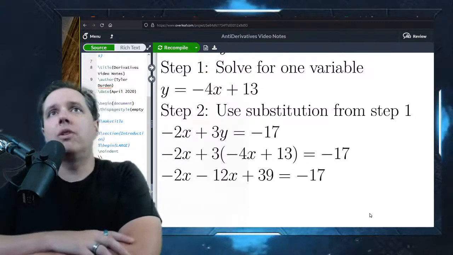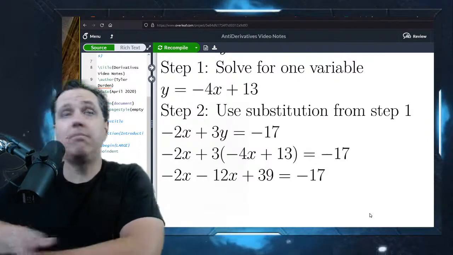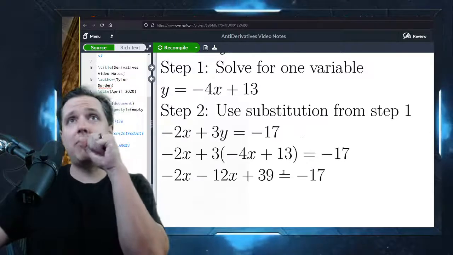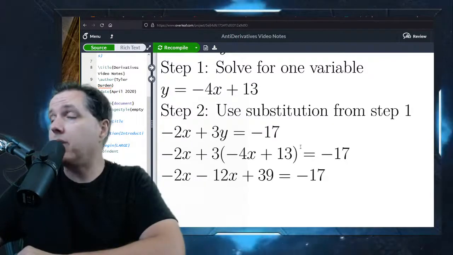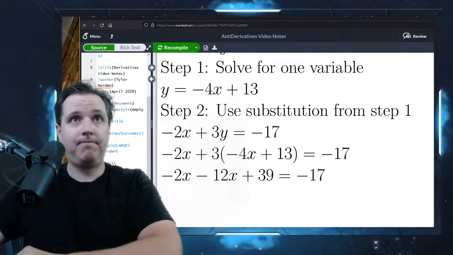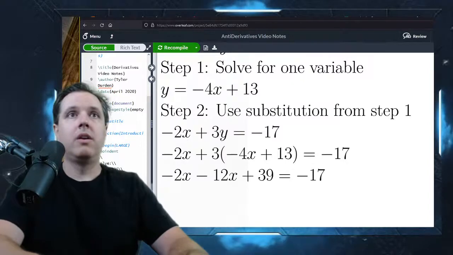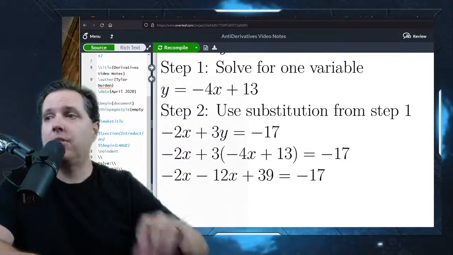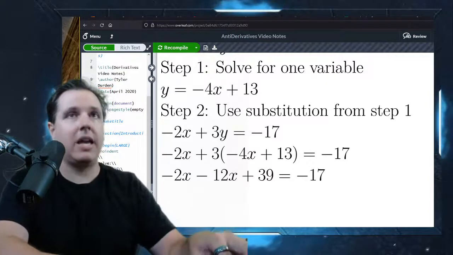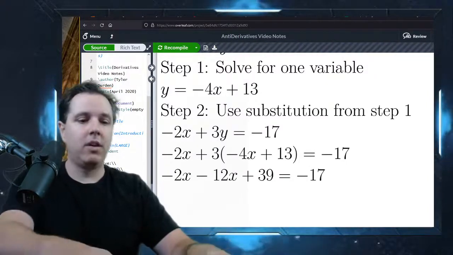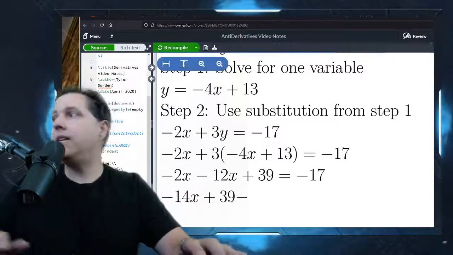So all I did there was my distributive property. I just distributed that 3 in. And remember, since I have my parentheses here, I remembered to distribute properly. Okay, so now when we start combining like terms, negative 2x minus 12x is going to be negative 14x plus 39 equals negative 17.